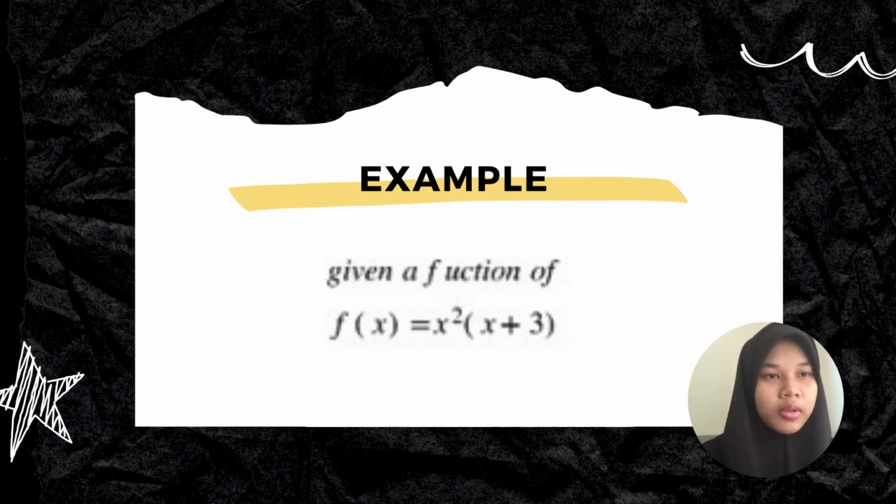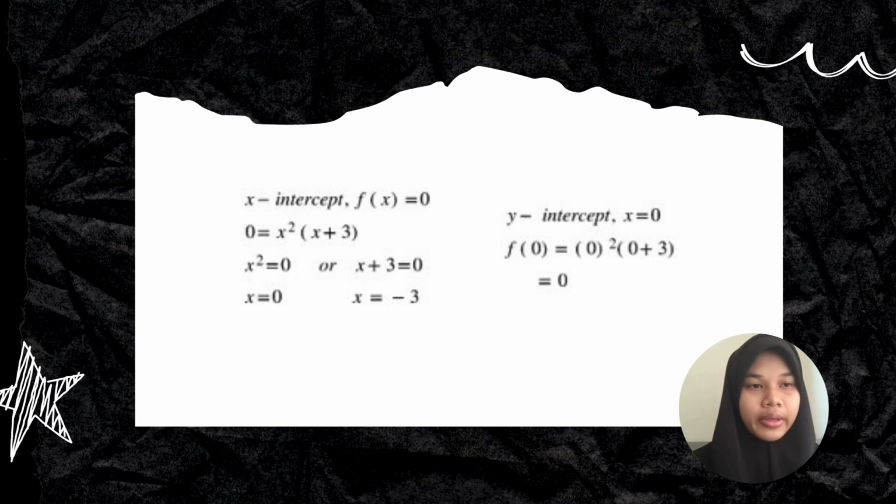As for the polynomial function graph, we can use the function given as an example. First, we need to find the x-intercept and y-intercept. For the x-intercept, we set the function equal to 0, and we will get x equal to 0 and x equal to -3. For the y-intercept, we replace x with 0 and we will get y equal to 0.